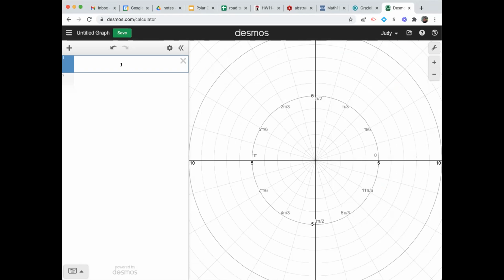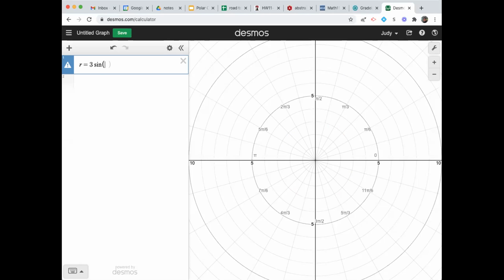Okay, so let's do this. So rose curves have a special kind of equation. They're of the form r equals, and we have a number in front. So let's make that number 3. And then it either has sine or cosine, all right? So let's do the sine one first, okay?